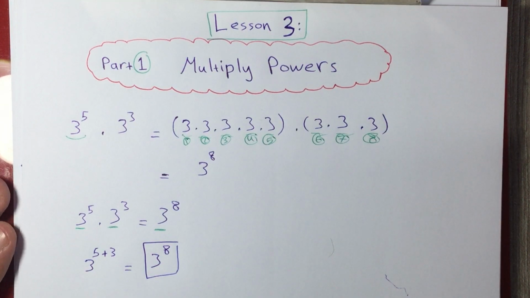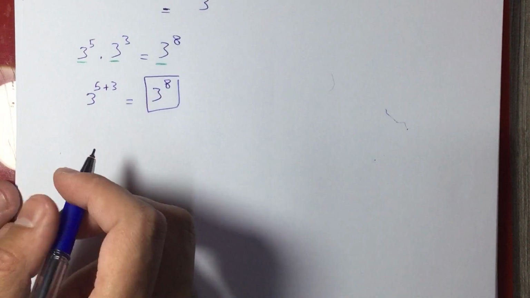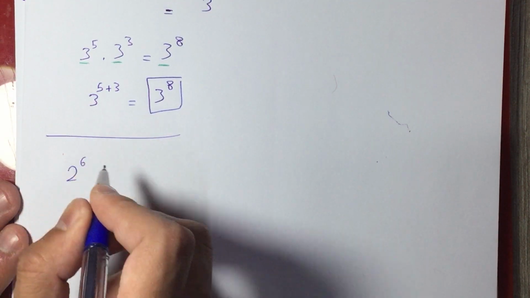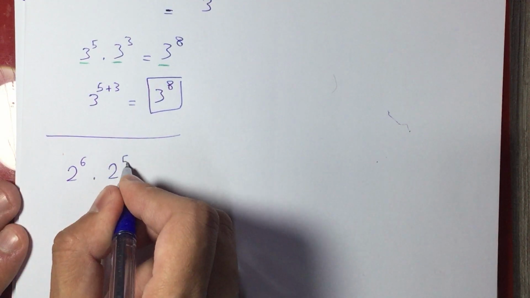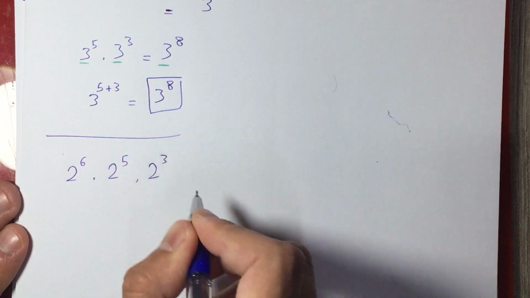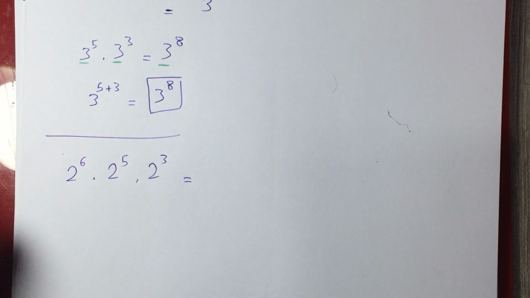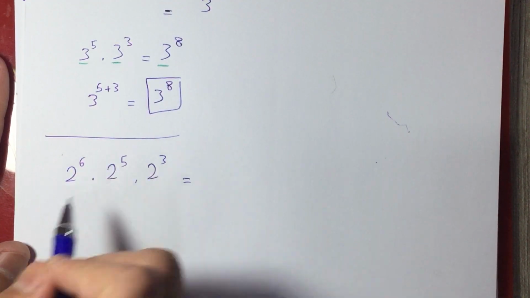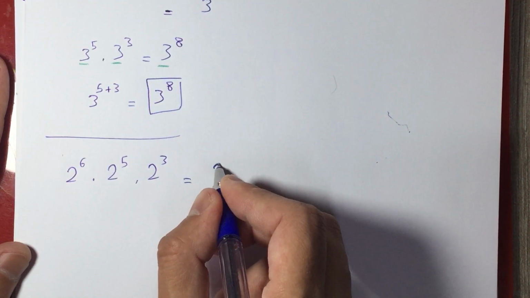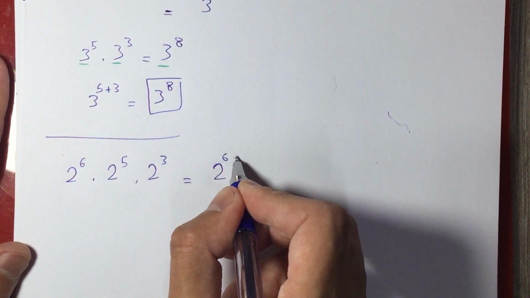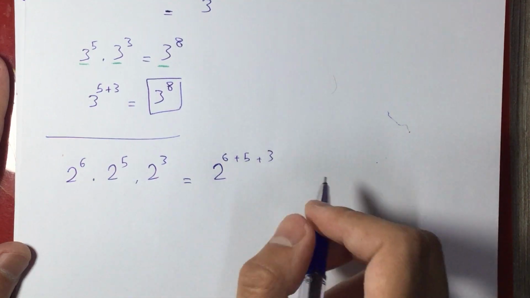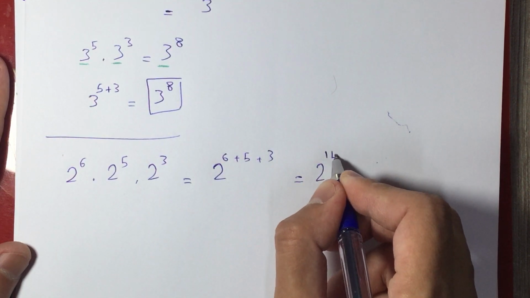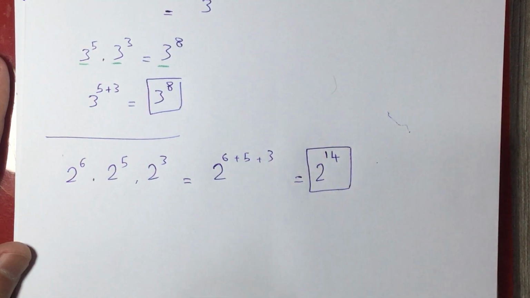Let's take another example. Let's assume that we need to calculate 2 to the 6th power times 2 to the 5th times 2 to the 3rd. The same process. If we need to multiply monomials, we just add the exponents. So we can write it 2 to the power of 6 plus 5 plus 3, which will give us 2 to the power of 14. Exactly.